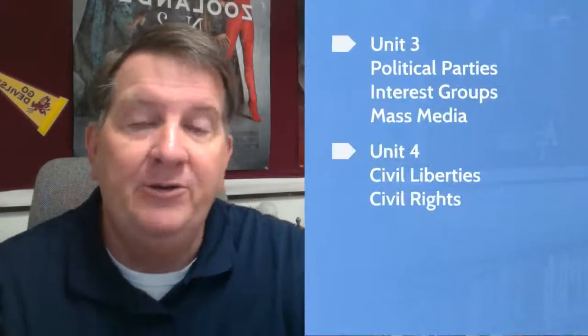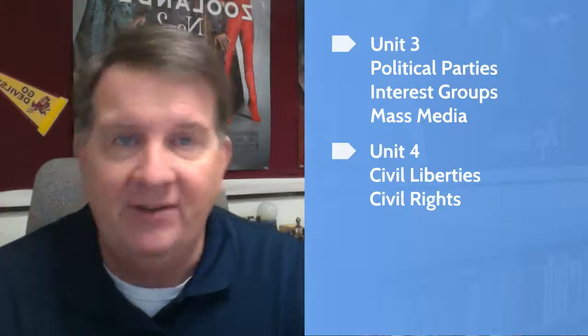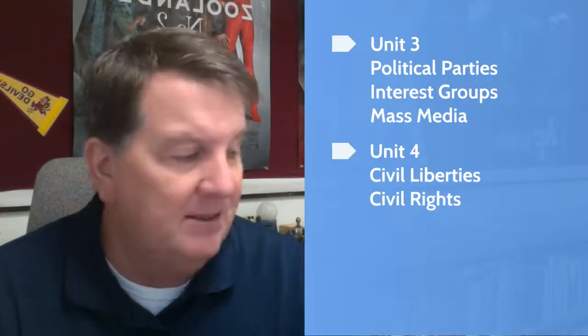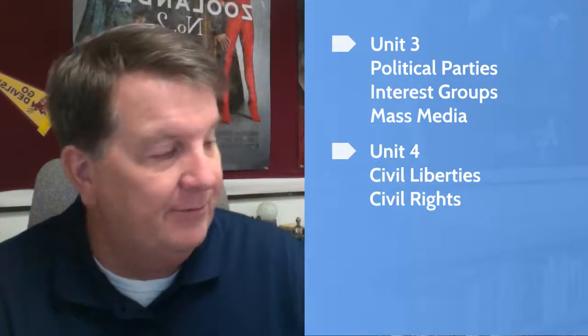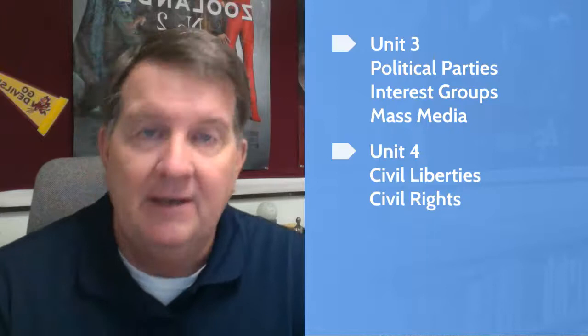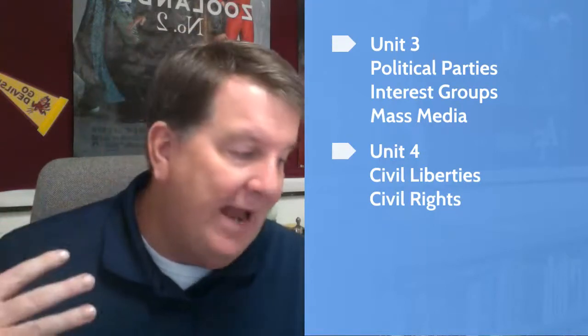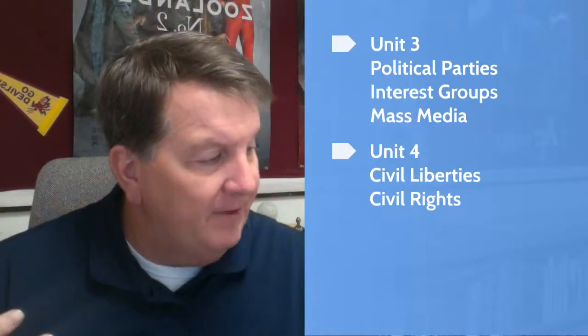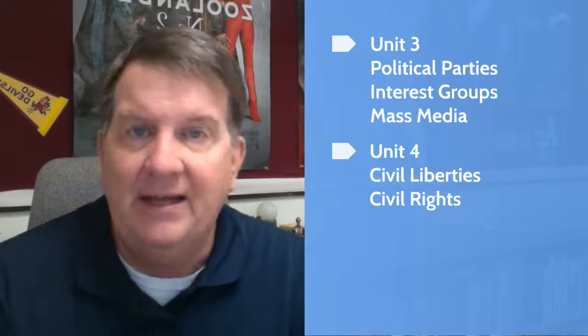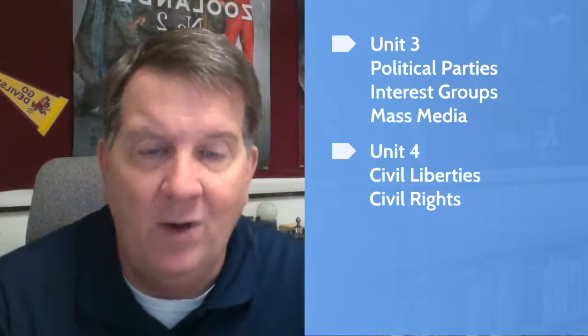Let's look at units 3 and 4. All right, unit 3 was kind of a big one. Political parties, interest groups, mass media. Then we wrap everything up with civil rights and civil liberties. So let's take a look at unit 3. Again, these are all going to be charts and graphs on this one as I'm looking through it. A lot of charts and graphs because they lend themselves to charts and graphs really well.